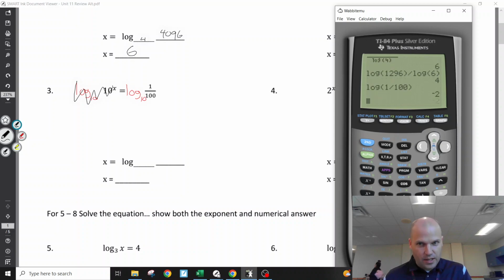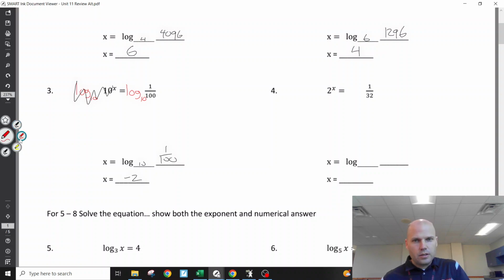So I can just type this in. You can type it in any other way. You don't have to do the base 10, but I'm going to put it there anyways. You can either leave this blank and write negative 2, that's fine, or you do base 10. Log base 10 of 1 over 100 equals negative 2.